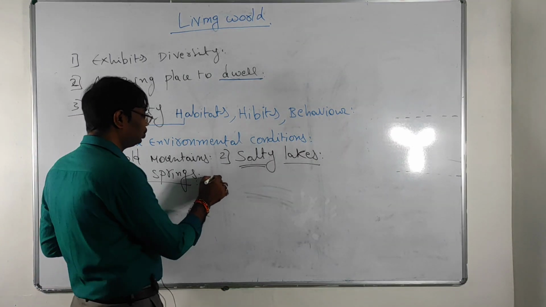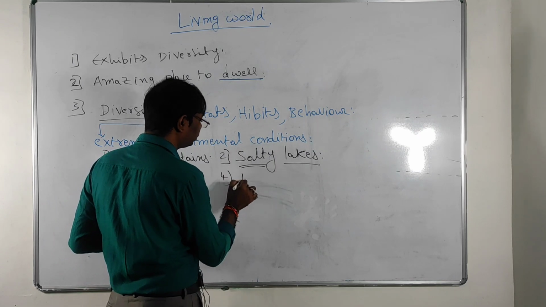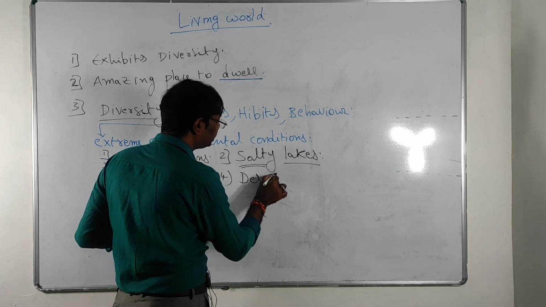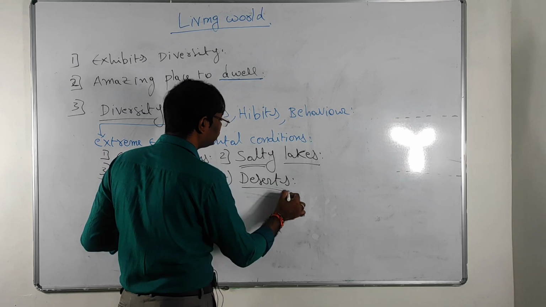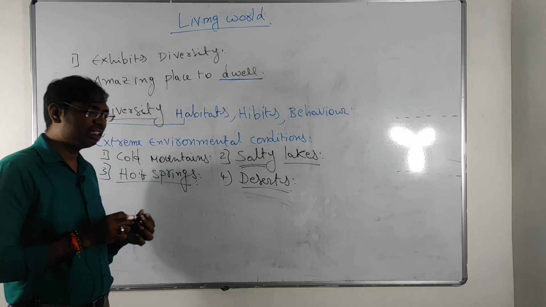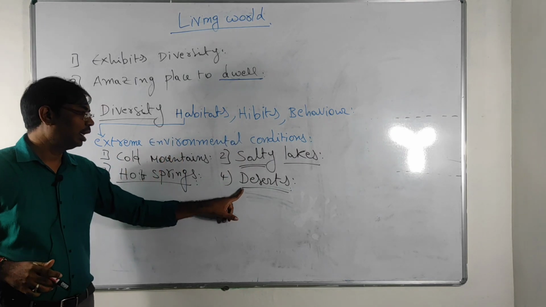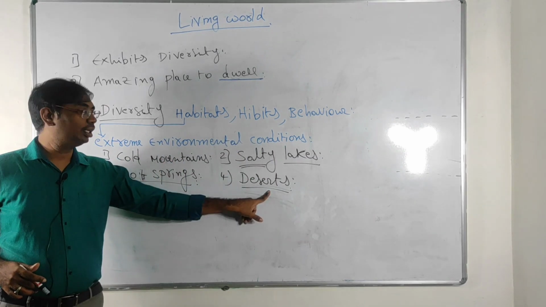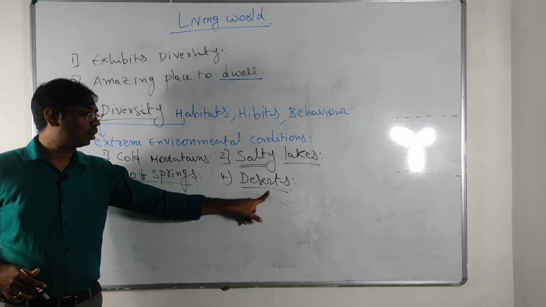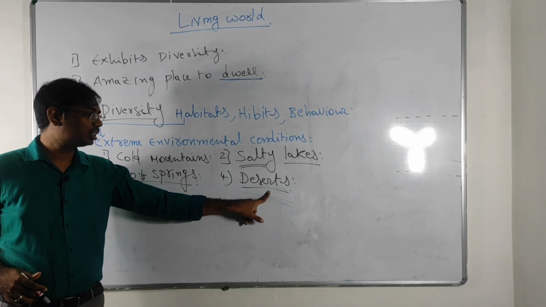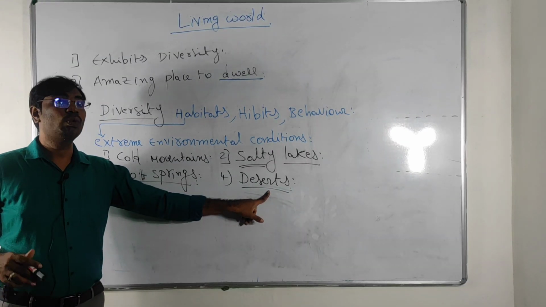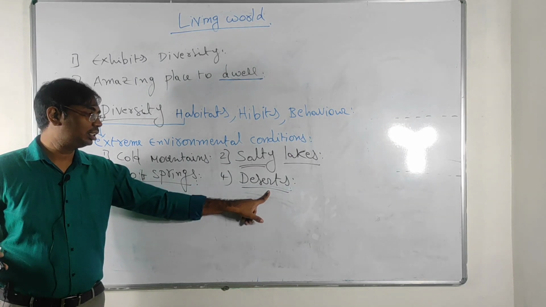And another one is deserts. Desert is also not suitable for the survival of living organisms. This kind of environment is called an extreme environmental condition, that is the deserts, the hot deserts. In the hot deserts, the temperature is high and water availability is very low.